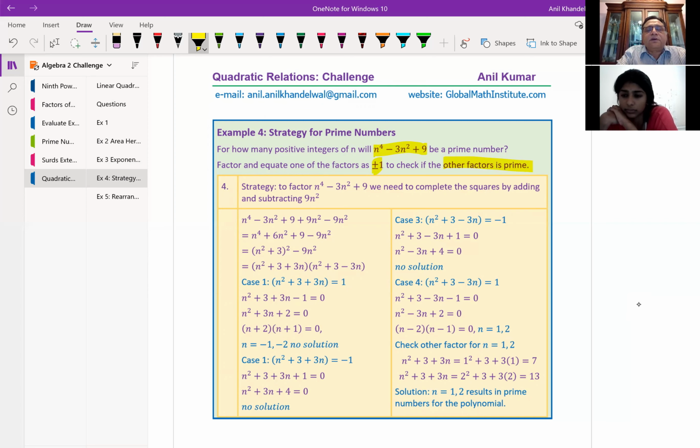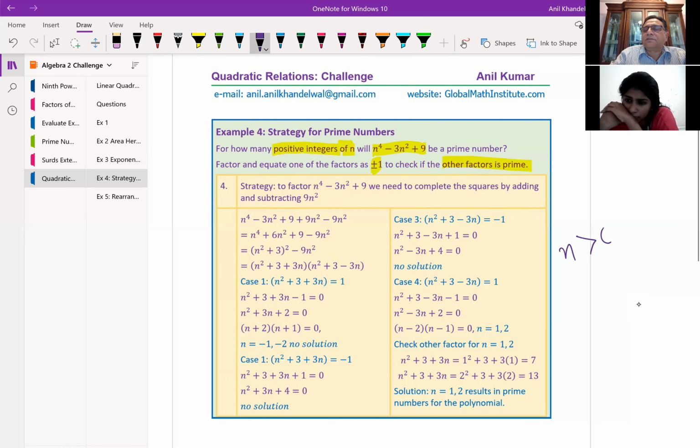So in this case, we are also given one more condition, which is for how many positive integers of n. So definitely one thing which we have to take care of is that n is greater than 0, because it says how many positive integers of n. So if we come across a value of n which is less than 0, which is negative, we'll exclude it, right? So that's kind of important to understand. That is given in the condition.